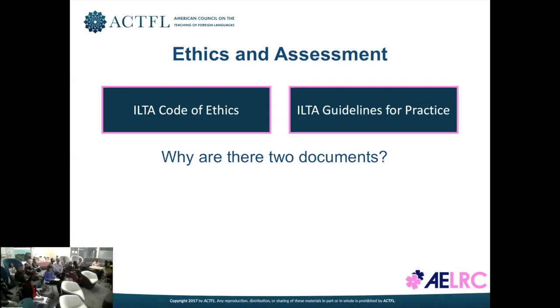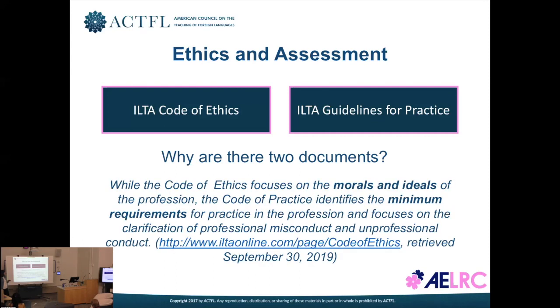So you have a code because it's supposed to be big sweeping statements, but a guideline for practice gives you actual practical ideas for how to implement this kind of a code. And so the Code of Ethics looks at morals and ideals, and the Guidelines for Practice talks about minimum guidelines. What are the minimums that you have to provide?